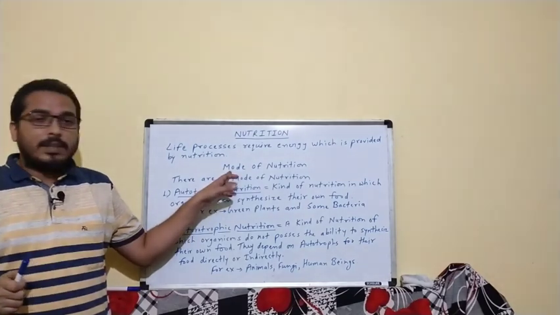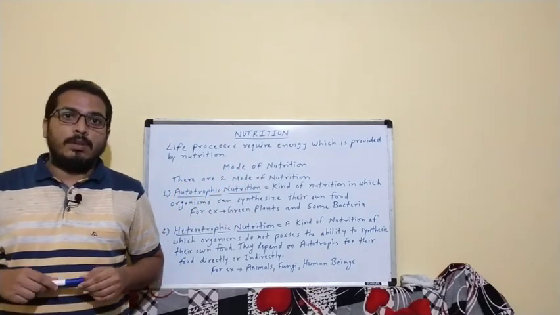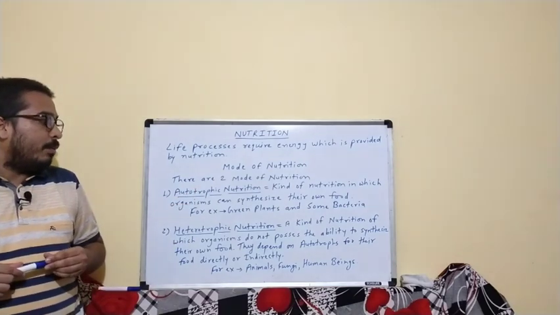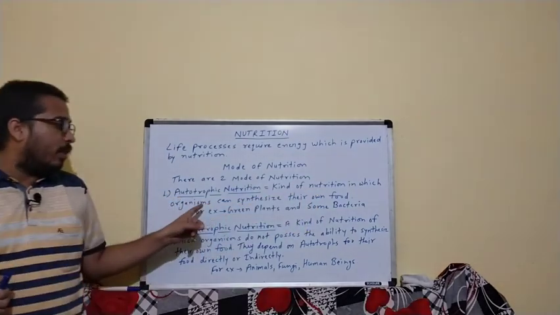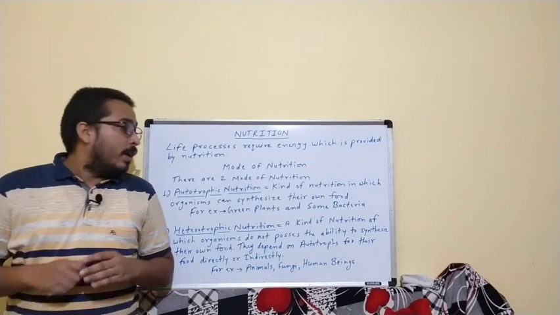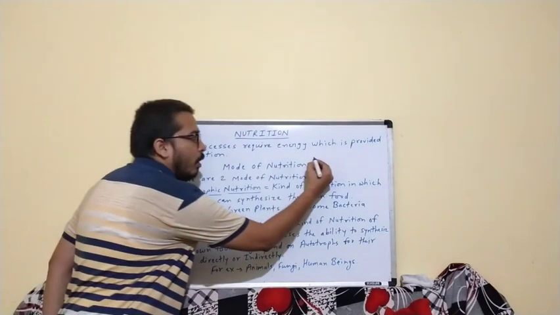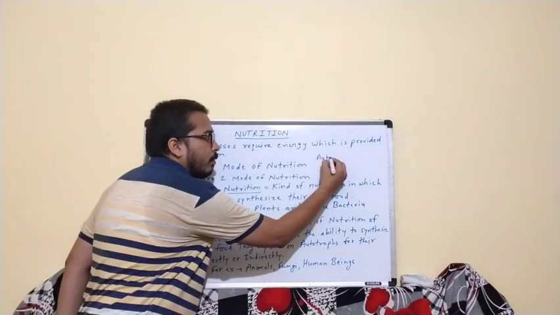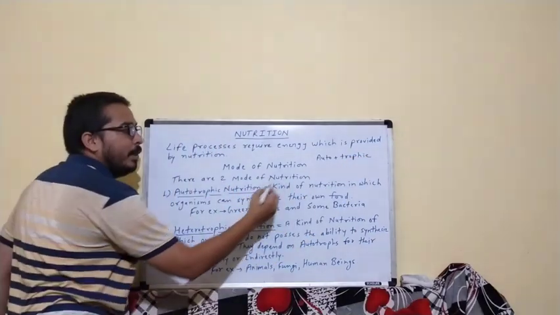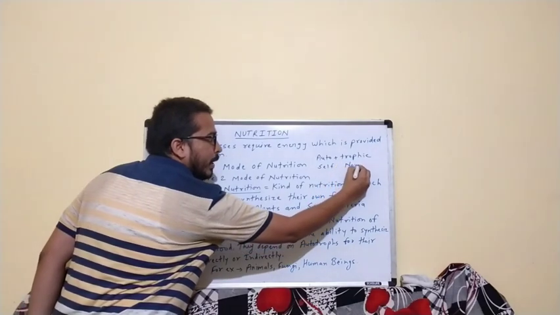If we discuss the modes of nutrition, then there are two modes of nutrition. First one is autotrophic nutrition. Autotrophic means a kind of nutrition in which organisms can synthesize their own food. Is it clear? We can say that autotrophic is made by two words, auto plus trophic, where auto means self and trophic means nourishment.